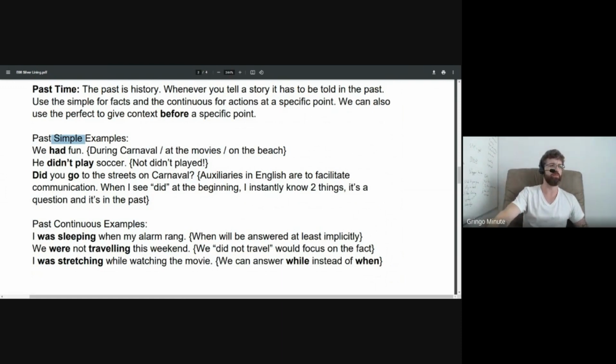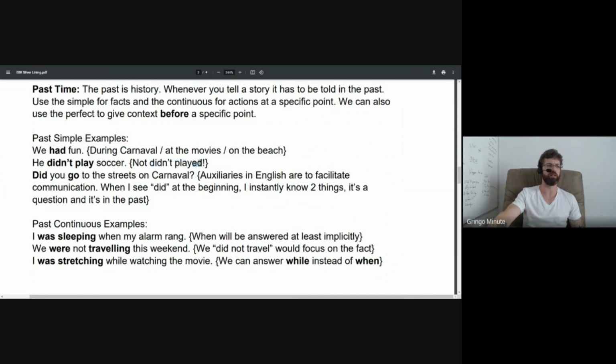But so past simple, we had fun during Carnaval, at the movies, on the beach. It can be implied for the conversation, from the conversation, or it can be very specific and exclusive. So he didn't play soccer on Friday. He didn't play soccer this weekend. Mistake I hear a lot: not didn't played. Remember, the didn't already tells me it's in the past.